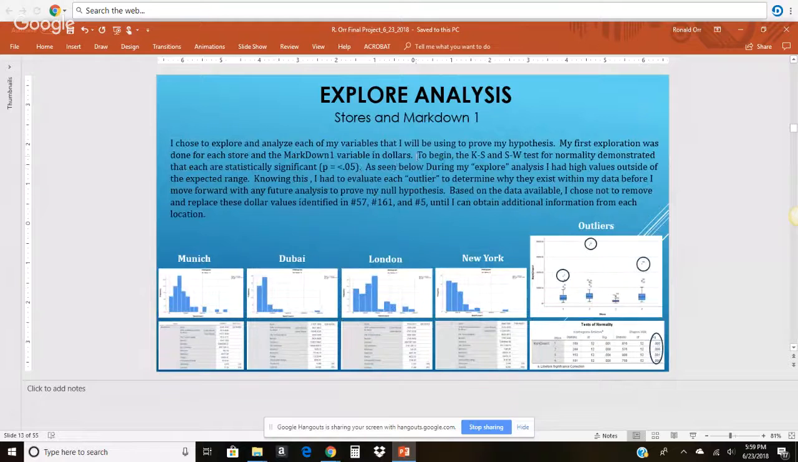As you could see, there were numerous outliers on stores and markdown. Based on this data, I chose not to remove and replace these dollar value items in number 57, 161, and 5 until I can obtain additional information from each location.